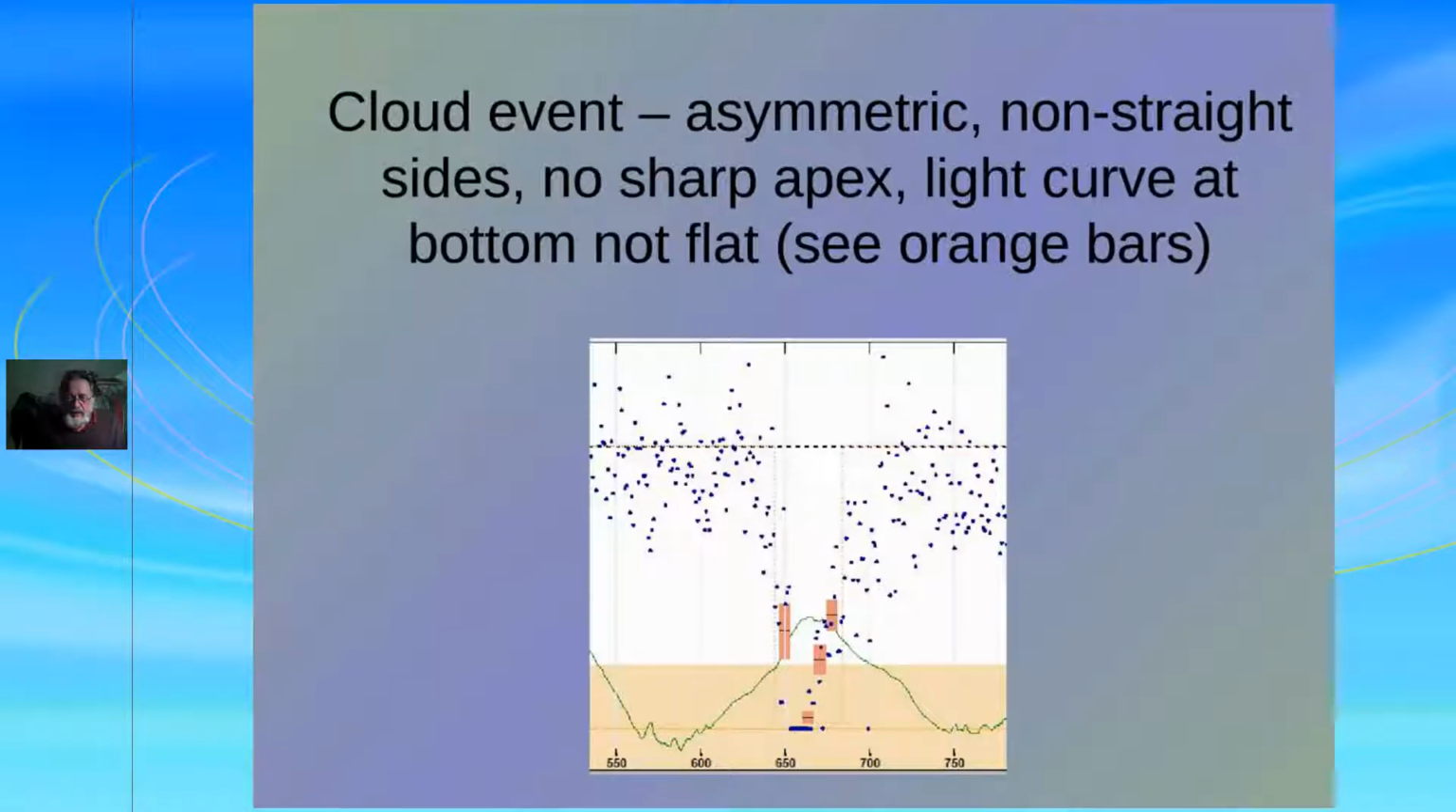This is a bit later in that same event. Cloud came in, as it turned out, and so you got a serious drop in the light curve. You can see that the green line is not a nice symmetric pyramid. It's a bit of a lump, really. And the orange bars across the bottom don't align at all. It's not flat bottom. It doesn't have a sharp apex. The sides aren't straight. It's unlikely to be a real event. Next slide.